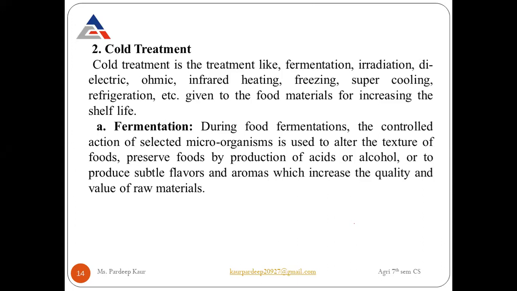During food fermentation, the controlled action of selected microorganisms is used to alter the texture of food, preserve foods by production of acids or alcohols, or produce subtle flavors and aromas, which increase the quality and value of the raw material. Fermentation is mostly done in the absence of oxygen. In this method, we use various microorganisms that alter the texture of food, preserve the food by the production of acids and alcohols, and maintain the subtle flavors and aromas that also increase the quality of the food material.